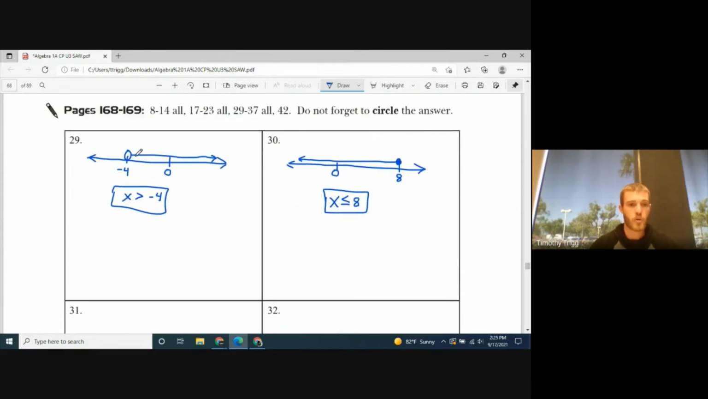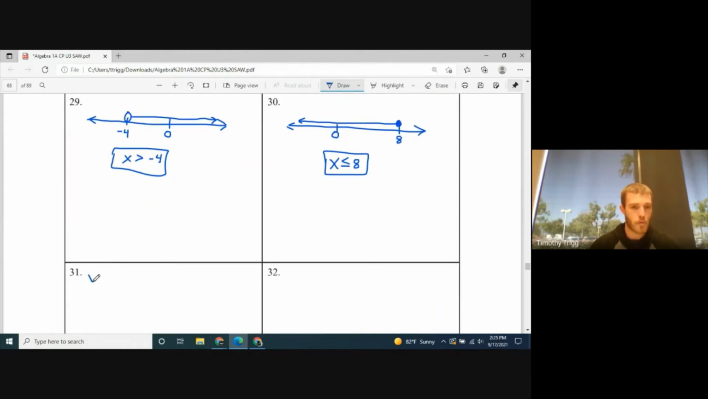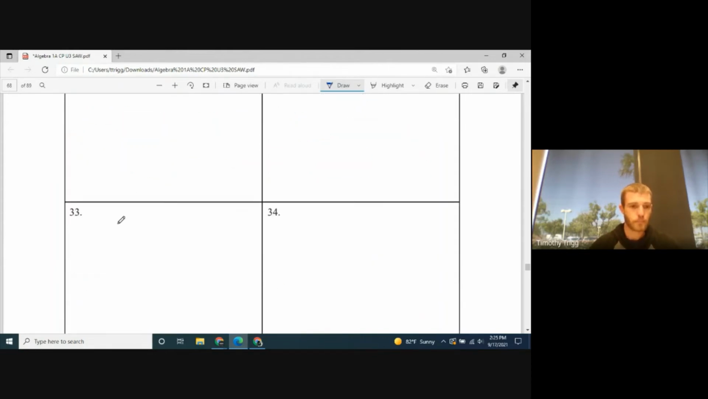Right? If it's an open circle, then you don't put that. Okay. Try 31 and 32 and 33 and 34. Try these on your own.